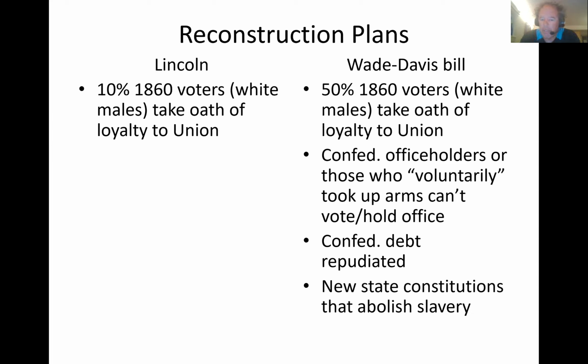It prohibits Confederate office holders, or people who fought in the Confederate Army, from holding office. It repudiates the Confederate debt, which wiped out a good deal of wealth in the South. And it said that these ex-Confederate states needed to adopt state constitutions that abolished slavery.